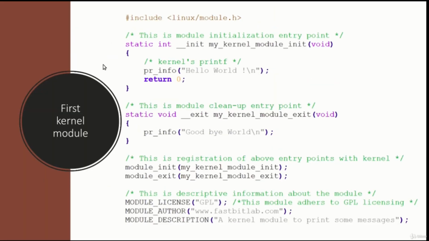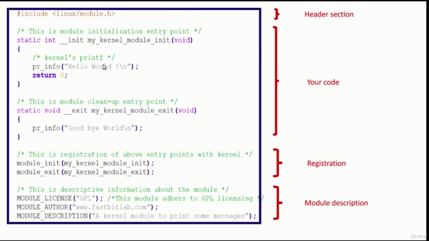Let's understand this program step by step. Here we can divide this program into a couple of sections. There is a header section, there is your code section, there is a registration section, and there is a module description section. Basically, these sections are part of a kernel module. Let's go through these sections one by one.